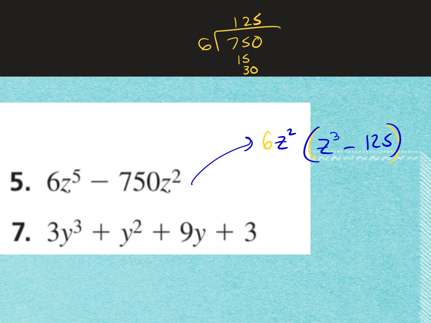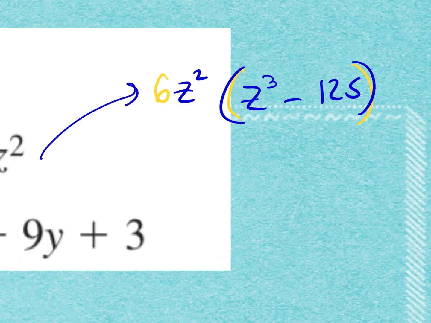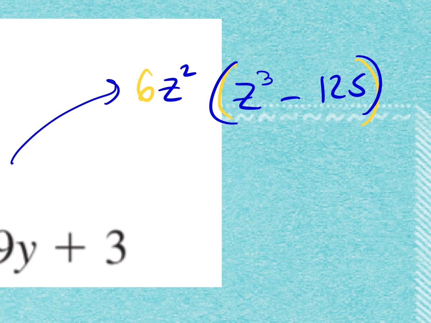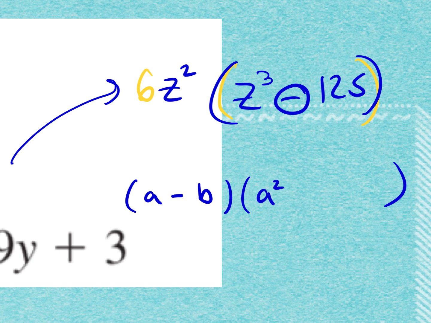What's special about z to the third power and 125? Difference of cubes. So my difference of cubes formula is what? Not a plus b, a minus b. Remember, it's the same sign that you start with. Same, opposite, always positive. Soap. What would come next? A squared plus ab plus b squared.